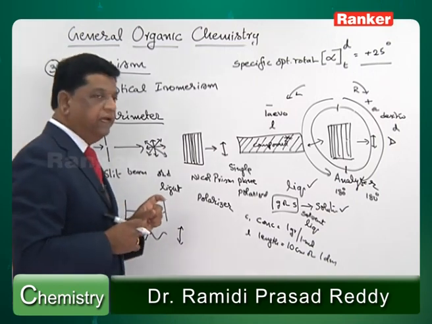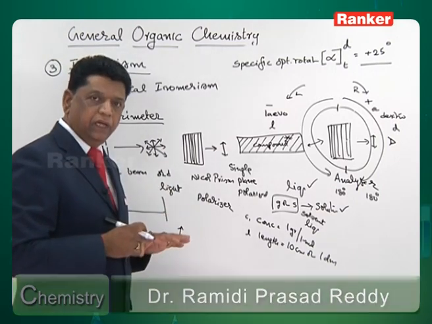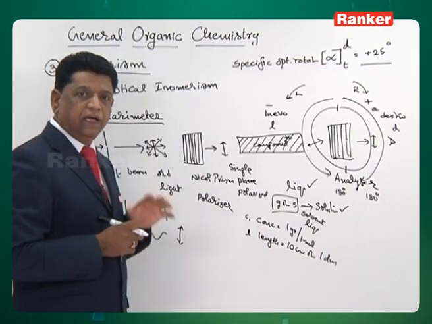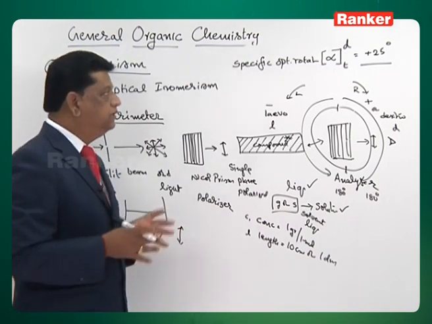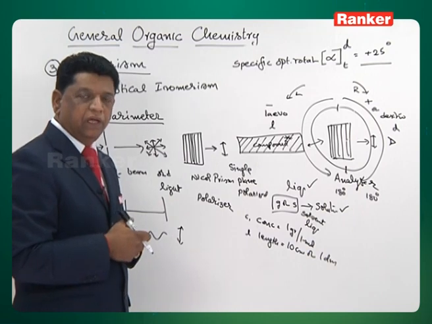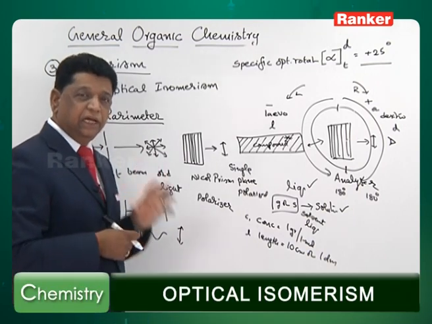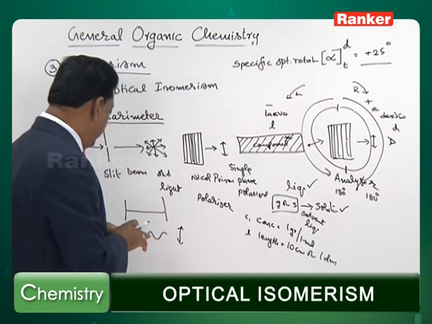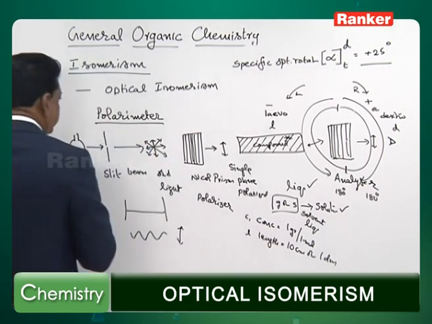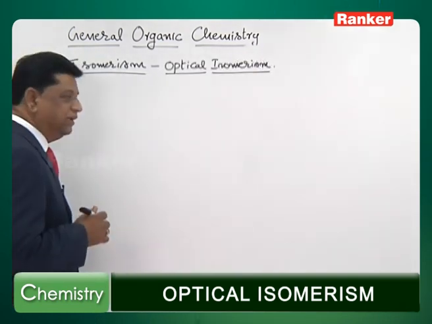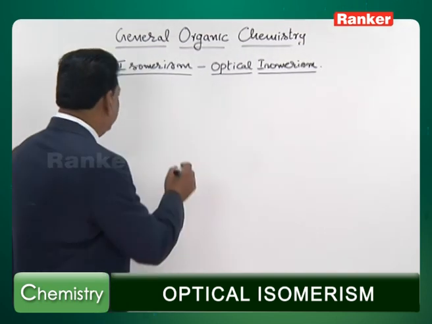Again I will specify, by seeing the compound, either the functional groups or the carbons, we cannot judge how much value it is going to produce, nor can we judge whether it is a dextro or levo. It so happened, it is just a random observation. Okay, in the optical isomerism, let us take another example here.